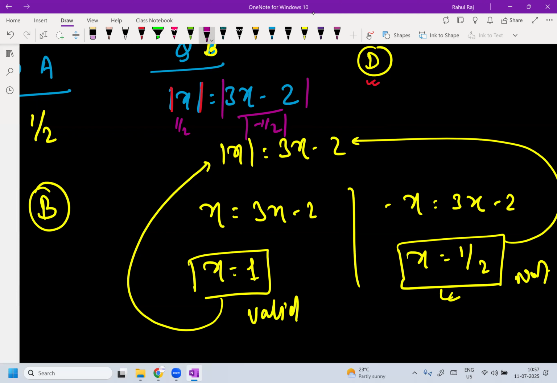Quantity A means A is greater than B, B means B is greater than A, C means A equals B, D means you can't answer the question. Because here now you have X is equal to 1. So in that case, it is greater than quantity A. But if you have X is equal to half, in that case, it is equal to half. Because both the values are valid, right?